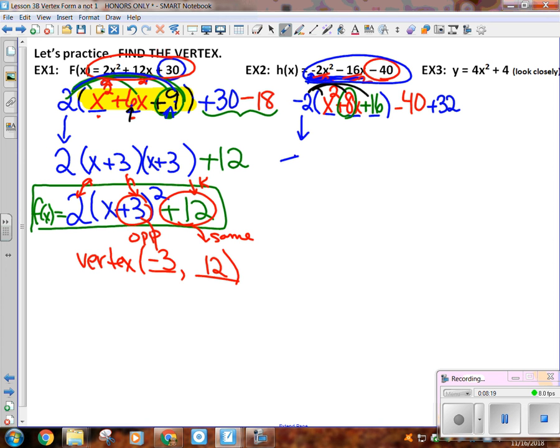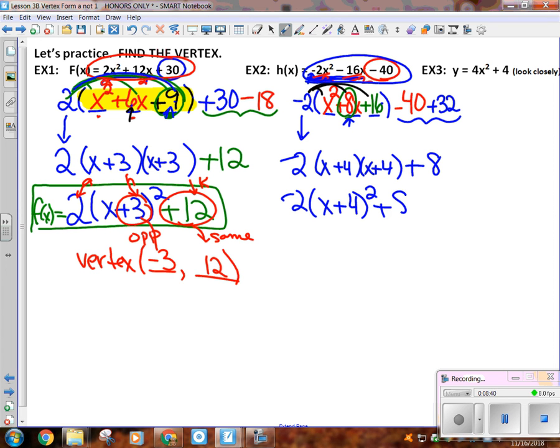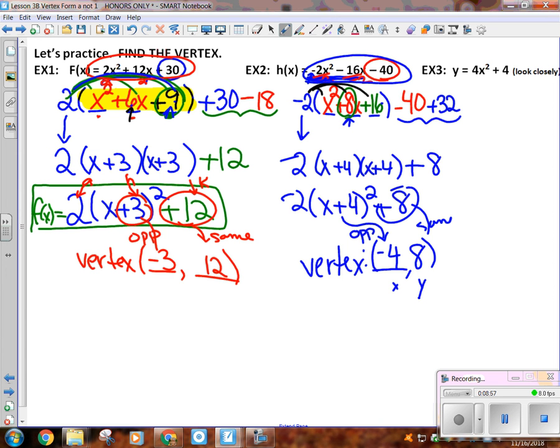From this point on, I don't need the negative 2 for anything else. Just carry it along. 2 sets of parentheses. These 2 are going to add, in this case, to be positive 8. X and X. What multiplies to give 16, that adds to be 8? It's going to be plus 4, plus 4. So I have negative 2, x plus 4 parentheses squared plus 8. My vertex is at negative 4 and positive 8. The inside number comes out opposite, and that's the number close with x, so that is my x coordinate. The number at the end comes down the same as the number, and that's my y coordinate. So my vertex is at negative 4, positive 8.